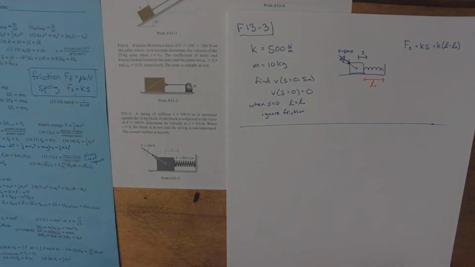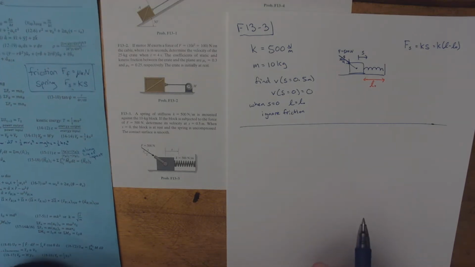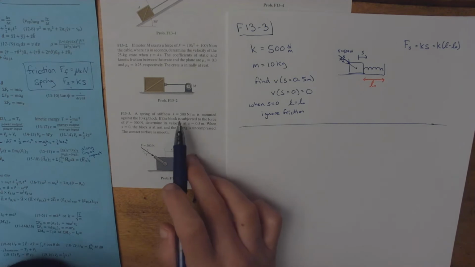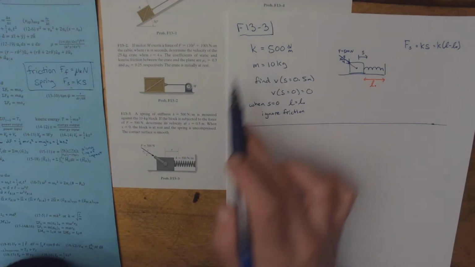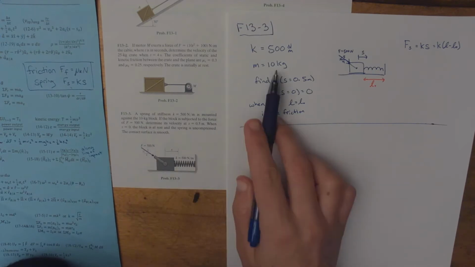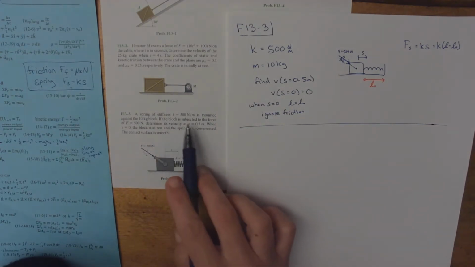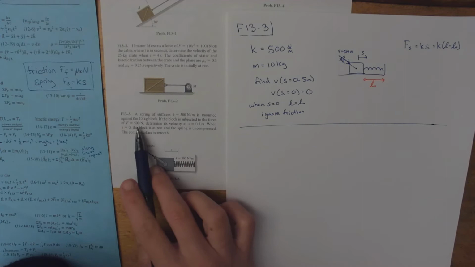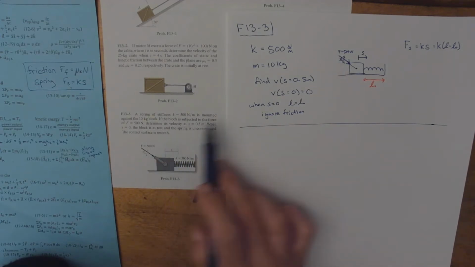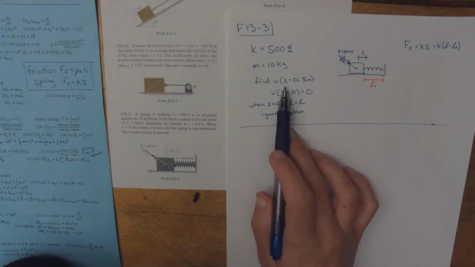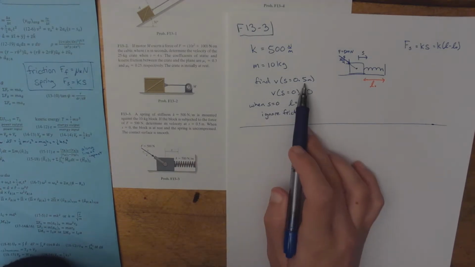This is fundamental problem 3 from chapter 13. A spring of stiffness 500 newtons per meter, that's k, is mounted against the 10 kilogram block. If the block is subjected to the force of 500 newtons, determine its velocity when s is equal to 0.5 meters.